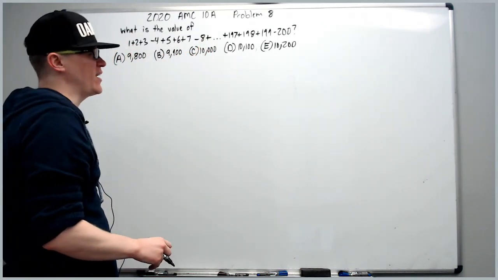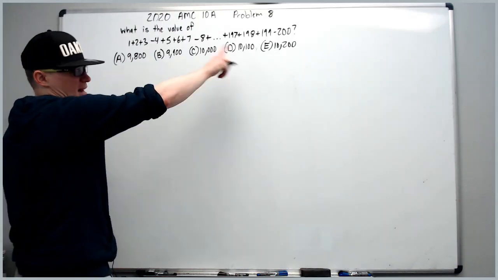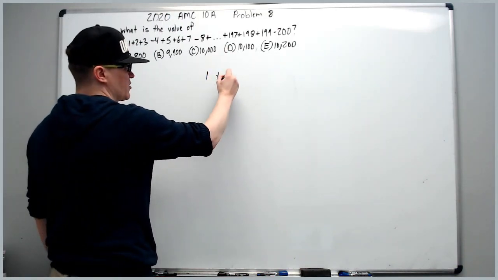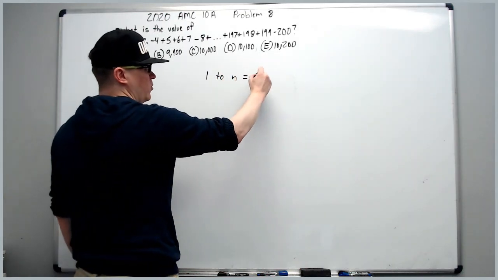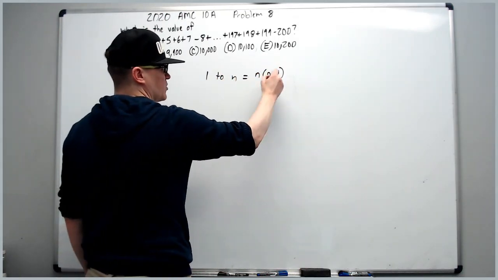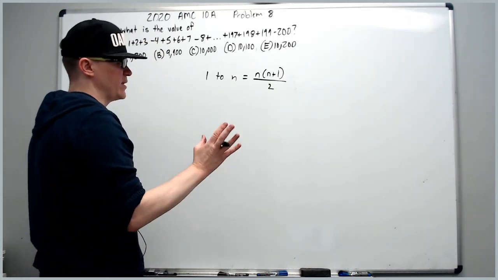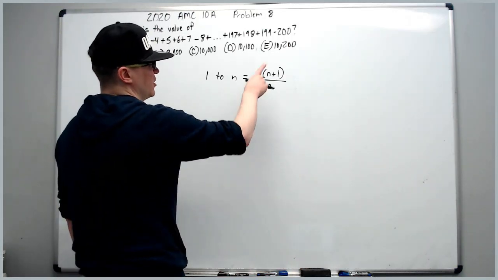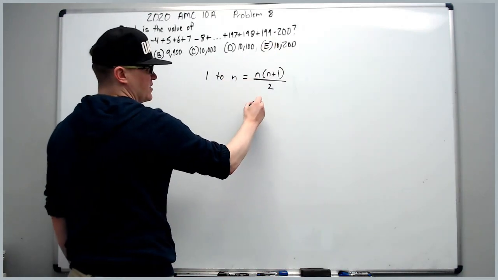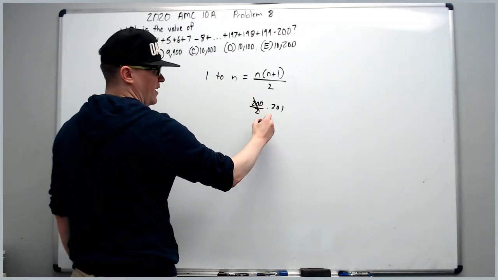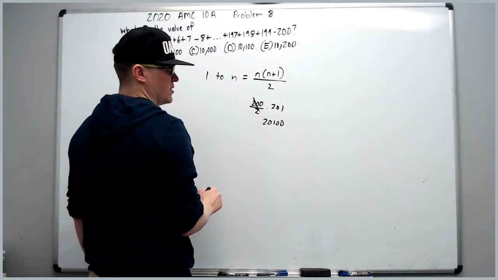That's fine. But the fastest way is probably going to be just to add up all the numbers from 1 to 200. The sum of the numbers from 1 to n is equal to n times n plus 1 over 2. These are called the triangular numbers for reasons you can look up elsewhere. So 200 plugged in is 200 over 2 times 201. That's 100 times 201. I get 20,100.